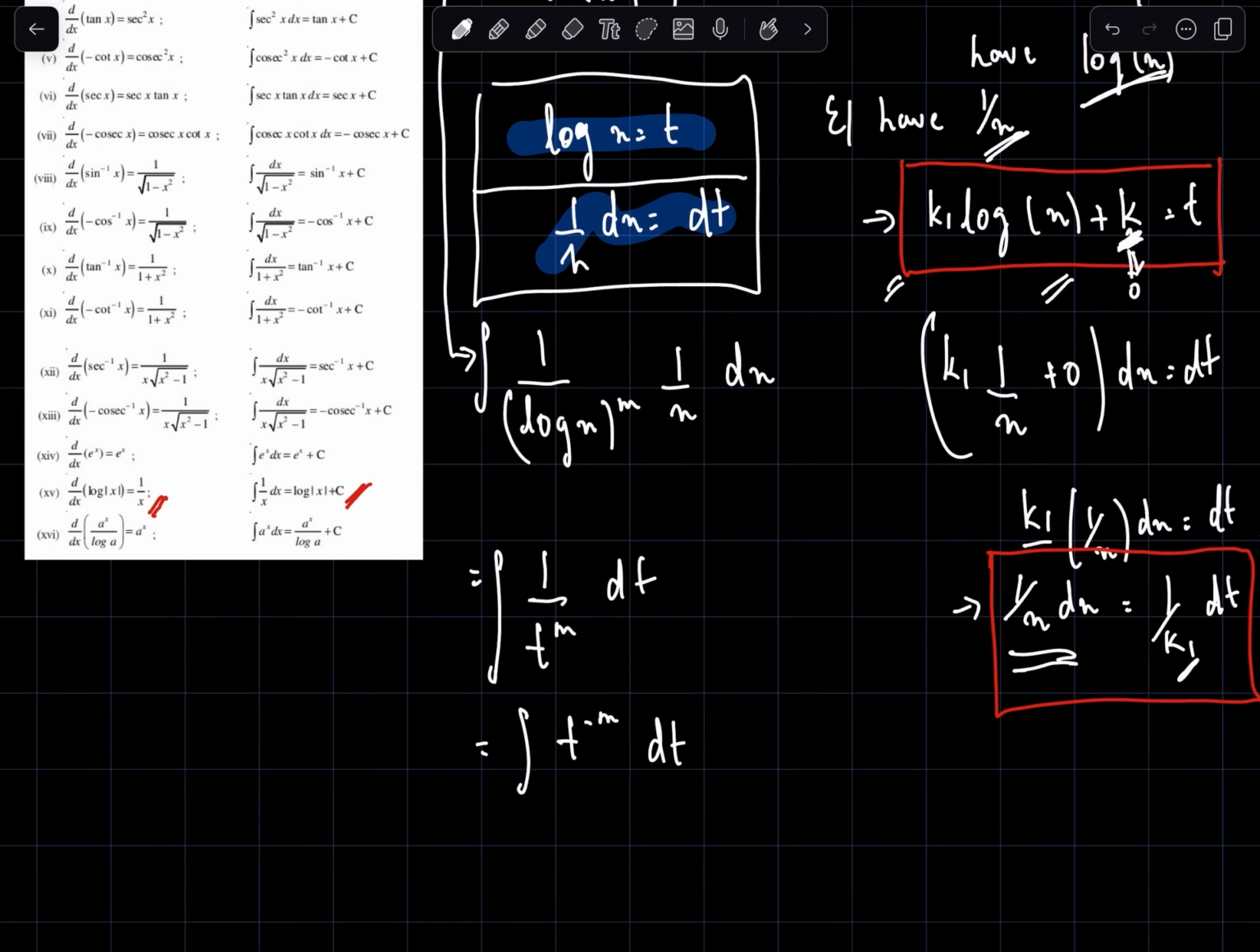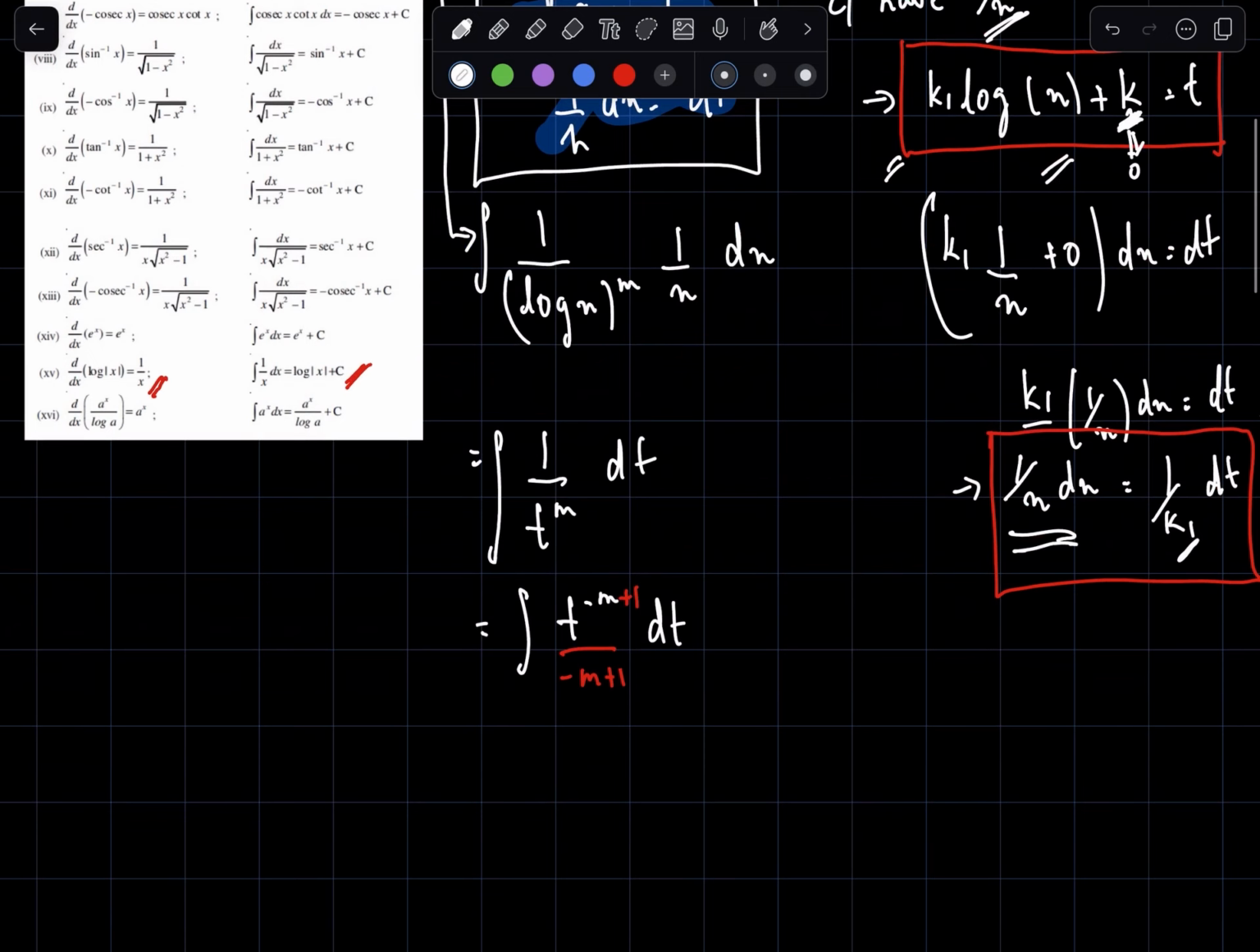So what is this integral? I think a lot of people get confused here. Don't worry, just treat it like a constant. Do what you do normally, right? So I'm going to do it plus 1, minus m plus 1. I think everyone got that. Which is equal to the integral of t raised to the power minus m plus 1, divided by minus m plus 1, plus c.